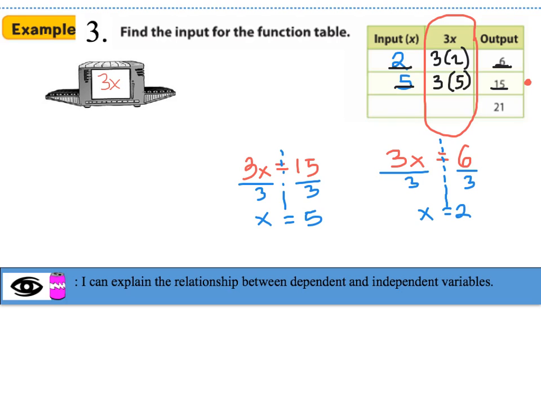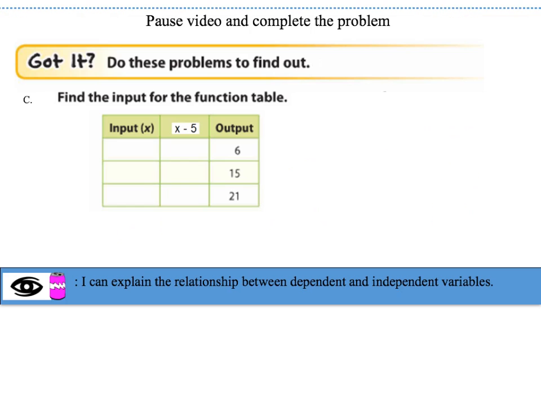So let's go ahead and do the last one. 3x, which is the relationship, should equal the output, which was 21. Let's draw our fulcrum down the center, divide both sides by 3, and the value of x is equal to 7. So the input is equal to 7, and let's check our work. 3 parentheses 7, that's the relationship, so 3 times 7, we get 21 as our output. So our output depended on our input. So pause the video and complete this Got It problem, and we'll discuss the answer in class tomorrow.